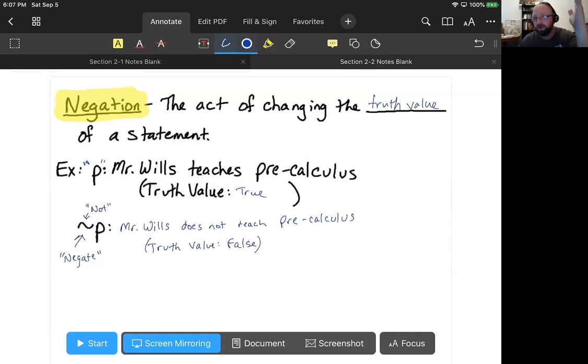P is true, not P is false. They have opposite truth values, yet they are describing the same relationship. This is the same sentence with the opposite truth value. Okay.